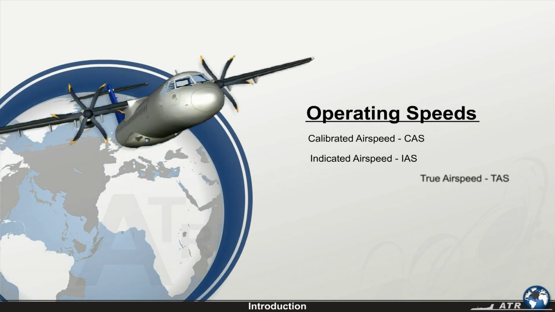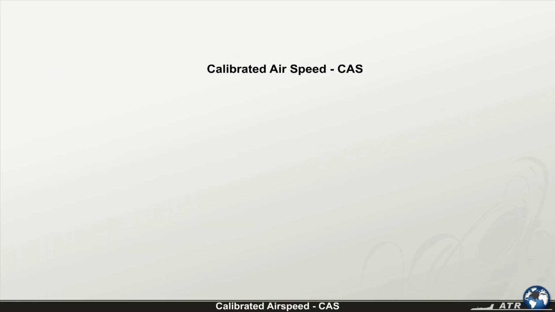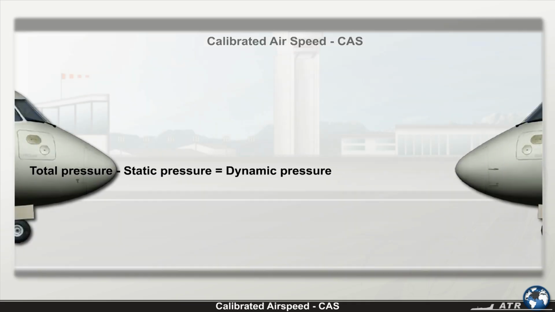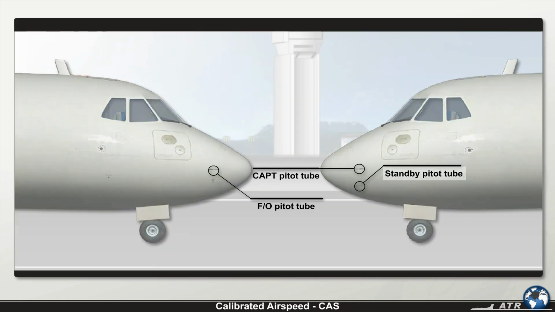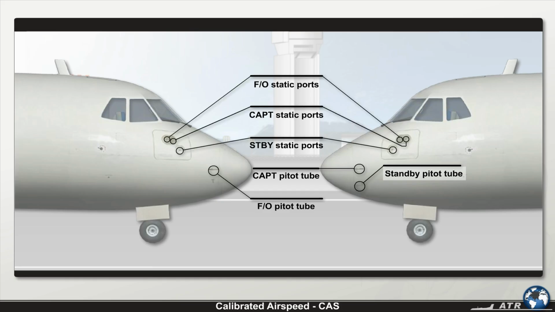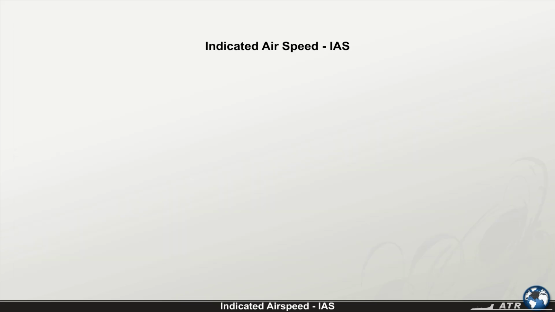Let's start this chapter with a review of some important definitions. Calibrated airspeed, CAS. This speed takes into consideration the difference between the total pressure and the static pressure. This difference is called dynamic pressure. The pitot tube is responsible for providing the total pressure, while the airplane's static probes are responsible for providing the static pressure.